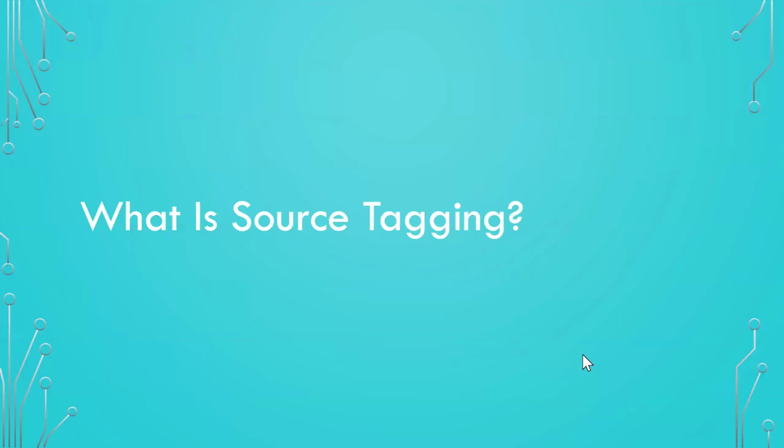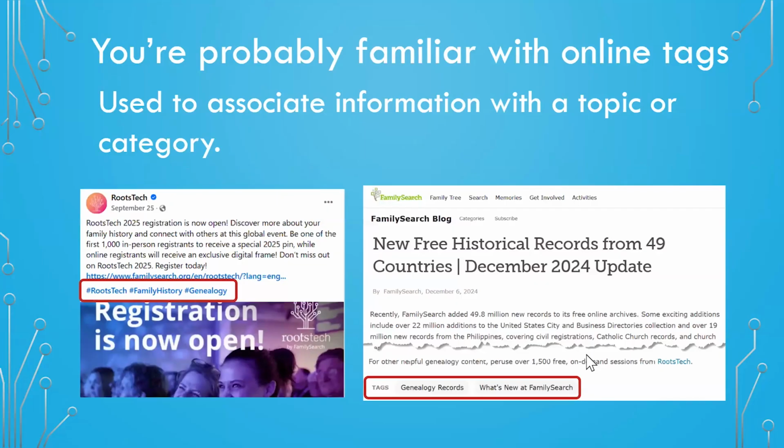So our first topic, what is source tagging? Well, you're probably familiar with online tags. They're used quite a bit all over the web. Generally, they're used to associate information with a topic or a category. So here's a couple of examples below.